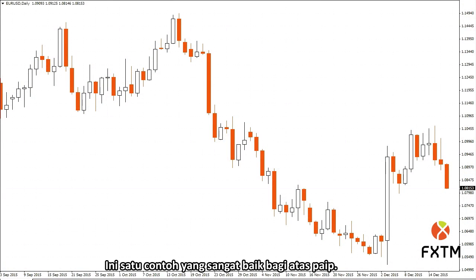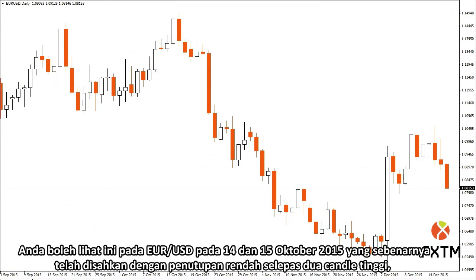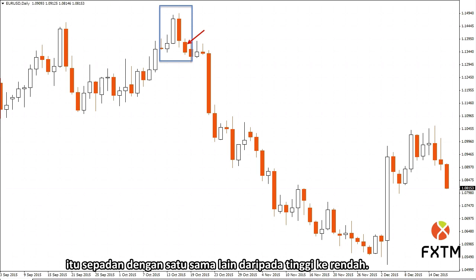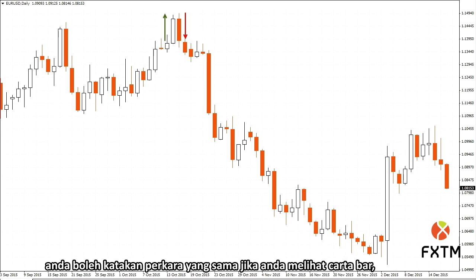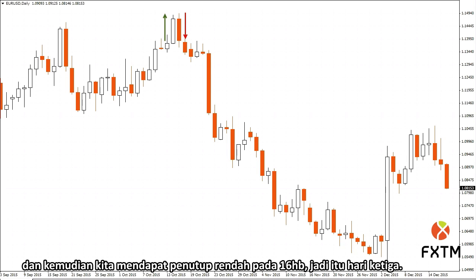This is a really good example of a pipe top. You can see this one on the euro dollar on October 14th and 15th, 2015. That was confirmed with a lower close after those two tall candles that more or less matched each other from the highs to the lows. We get a big green candle followed by a big red candle. You could see the same thing if you were looking at bar charts as well. And then we get that lower close on the 16th. So that was day number 3.